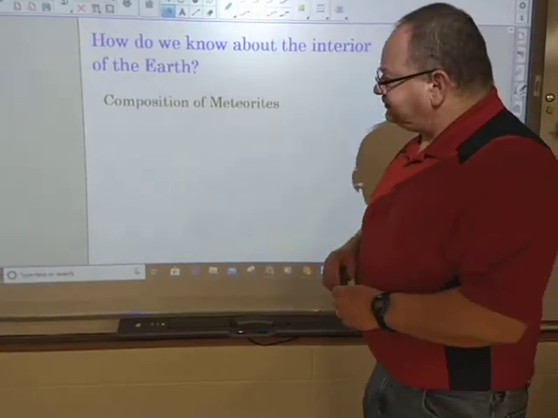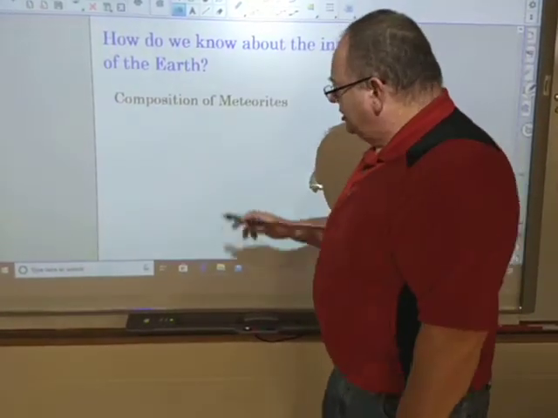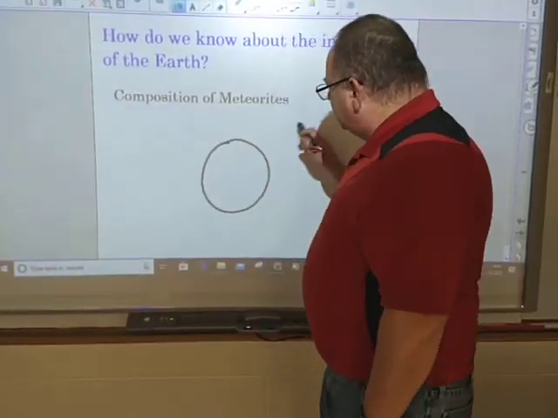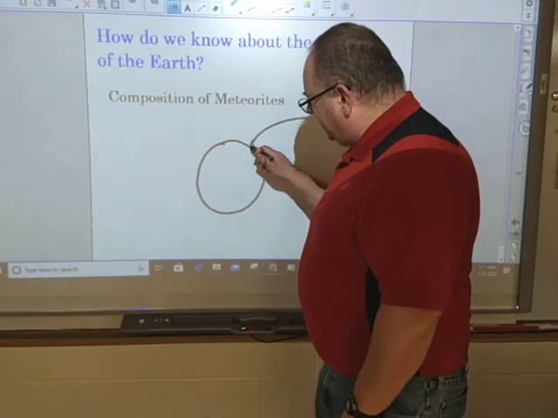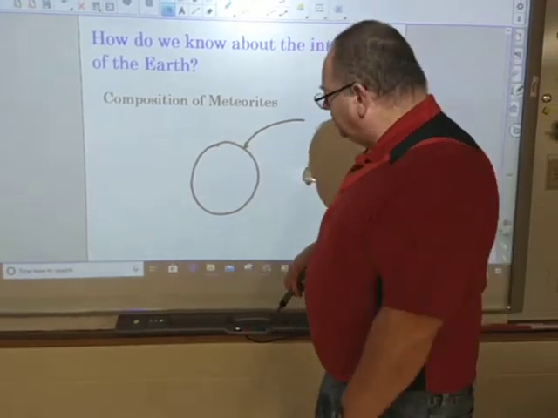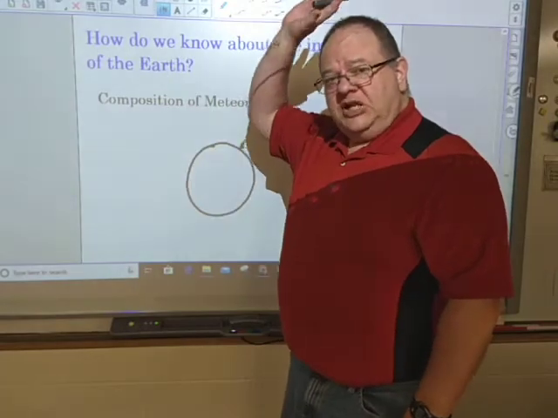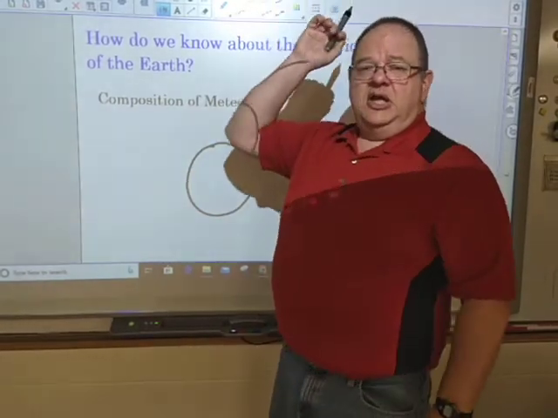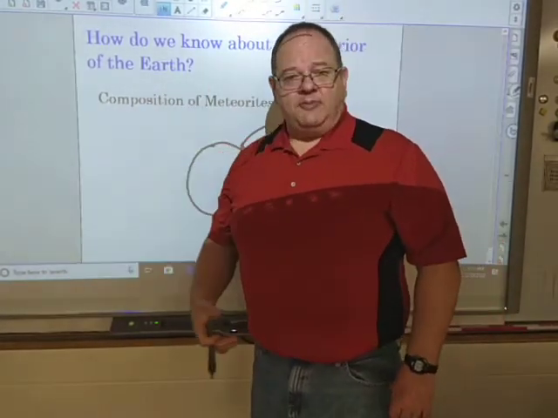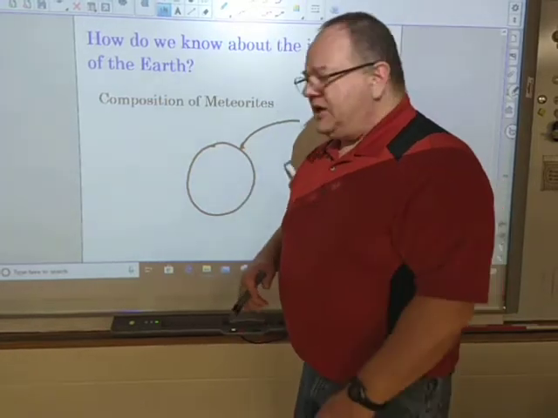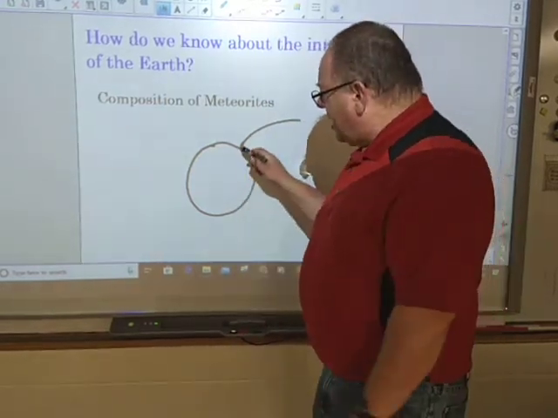Okay, one more. Meteorites. So here's our Earth, and sometimes a piece of rock crashes on Earth. It's a meteoroid when it's out in space. It's a meteor when it's burning up through our atmosphere. Sometimes they're big enough that they don't entirely burn up and a piece of rock hits the Earth.